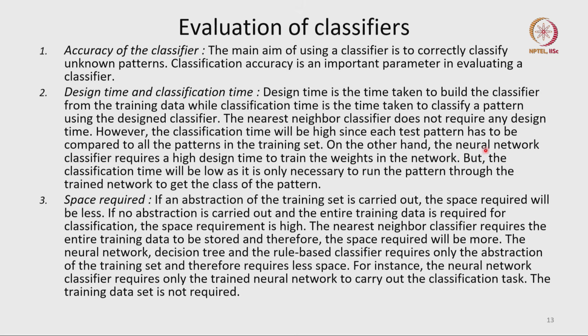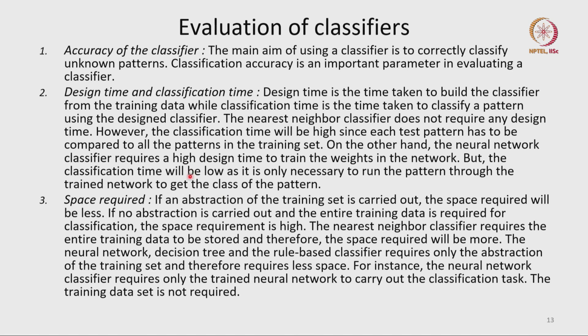On the other hand, if we take something like a neural network, the design time is very high, because you need time to design the neural network during the training. So, that takes time, but classification time is low, because you just have to take each pattern and go through the neural network and it gives you your output. It is like a black box. You are giving in the input pattern and it gives you the class label immediately. So, the classification time is low in the case of neural networks.